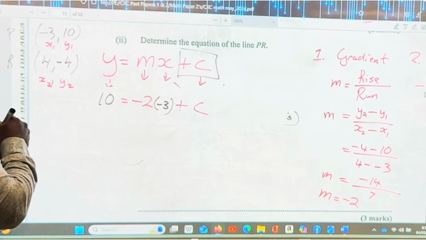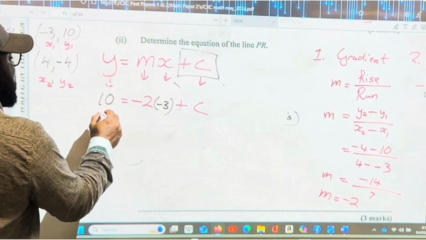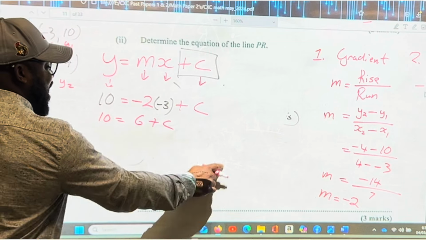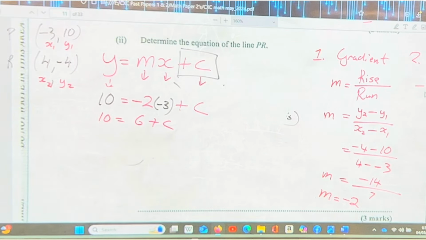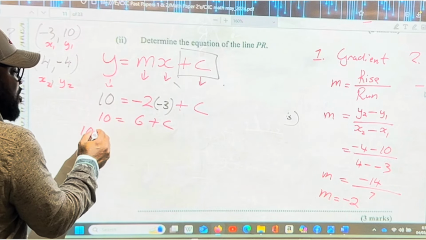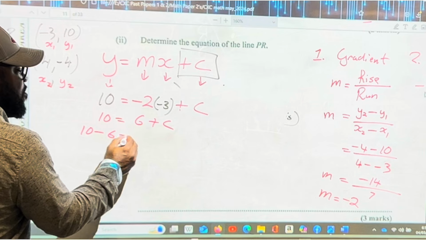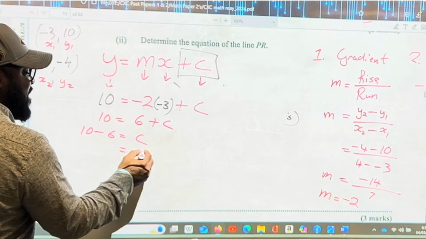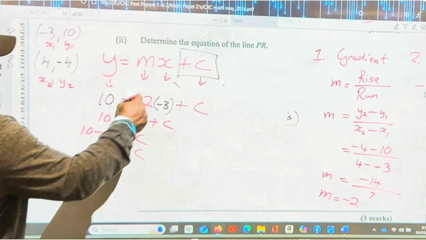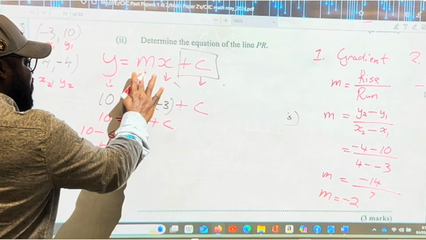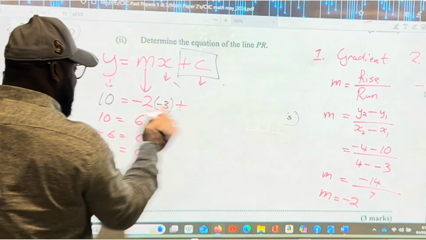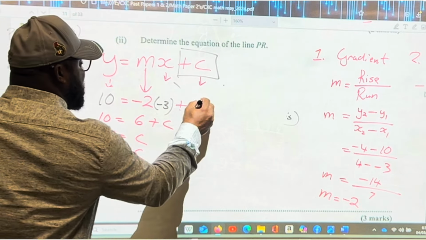Good. So 10 equals 6 plus c. How do I get c? Let's go. Tell me. So what do you think c is? 4. So we find two things now. We found out that m is -2, and we now found that c is 4.